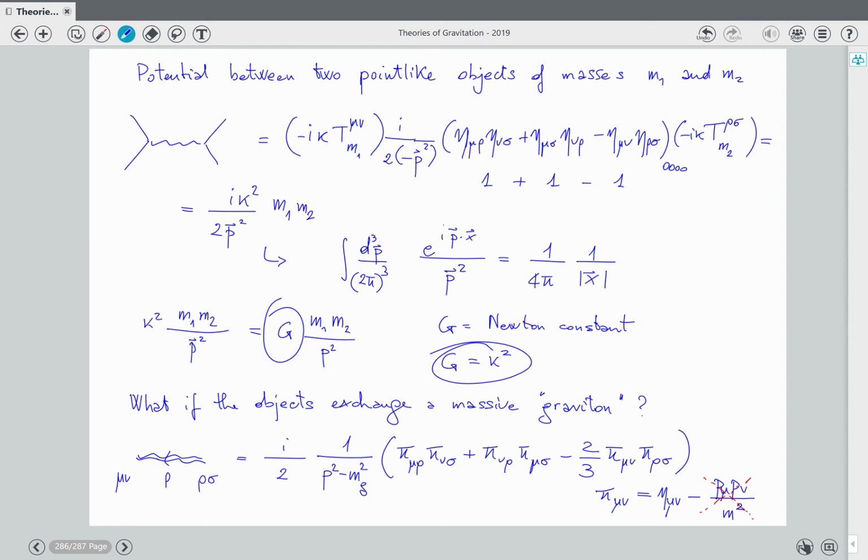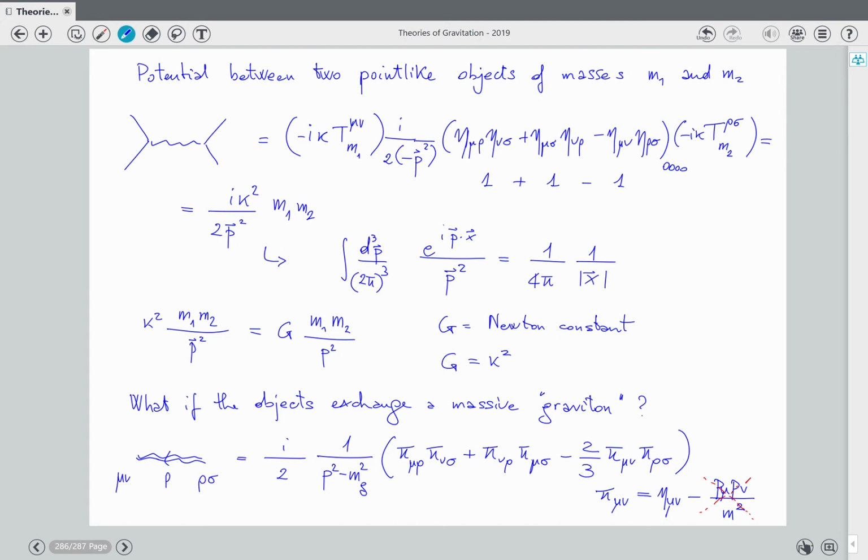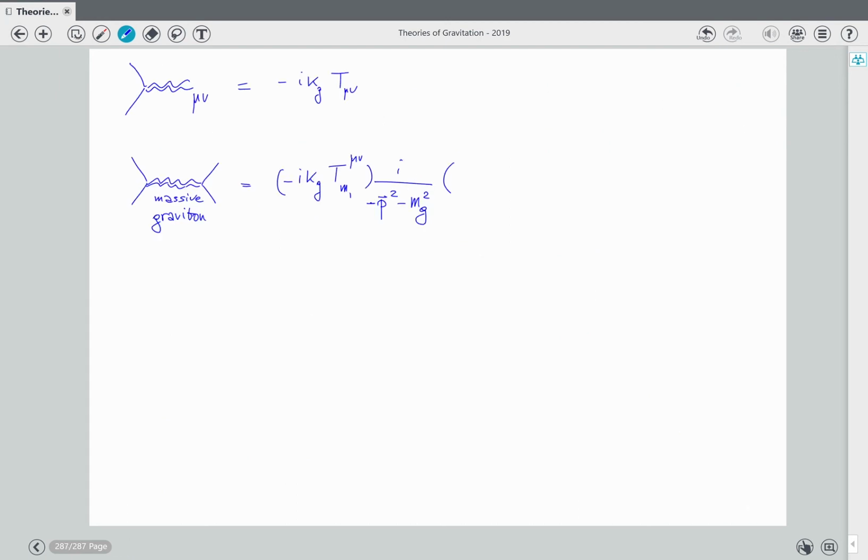In the first case, massless graviton, we found it, and then we can use it for the rest. In this case, we have to find it now. And so you have minus i kappa G T M1 mu nu. Then you have this propagator where p0 is again equal to 0. So I can write minus p squared, space squared. And then I have the 0, 0, 0, 0 component of that, which is 1 plus 1 minus 2/3. So that will be T0,0 minus i kappa G T0,0 M2. And this is just M1 and M2.